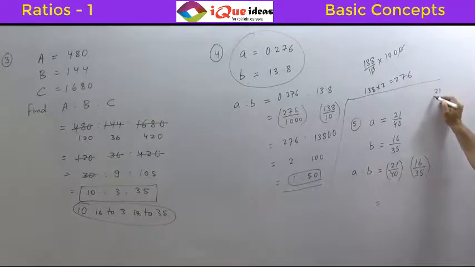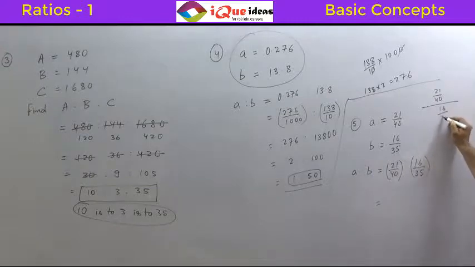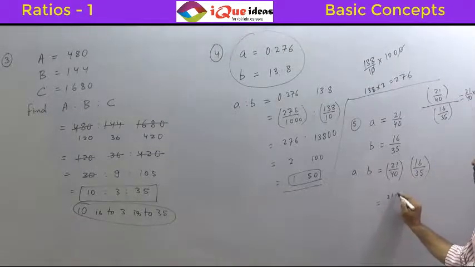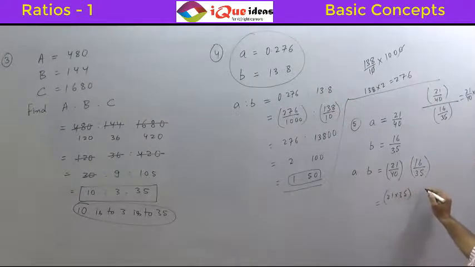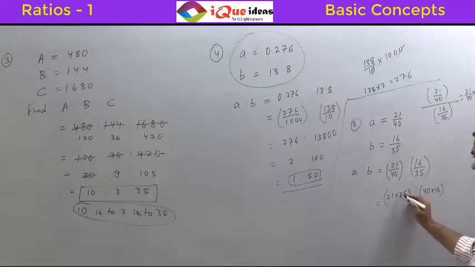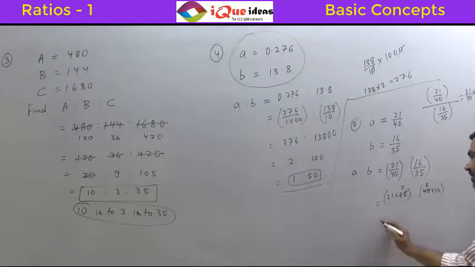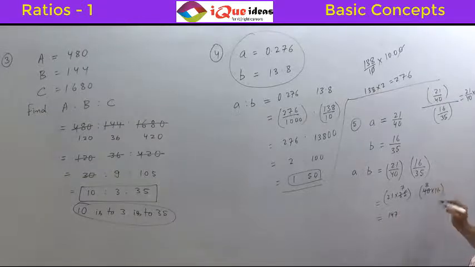This is the same as saying 21 by 40 whole divided by 16 by 35. So 21 by 40 into 35 by 16. This can be written as 21 into 35 is to 40 into 16. And if there is any common factor, cancel them out. So we can cancel by 5: 7 times 5, 8 times 5. I don't think anything else further is possible. So 21 into 7 is 147 and 8 into 16 is 128. So the final ratio of these two quantities is 147 is to 128.